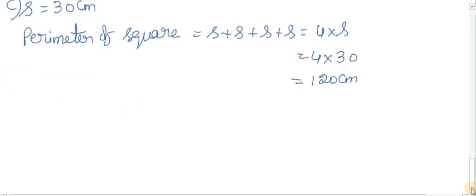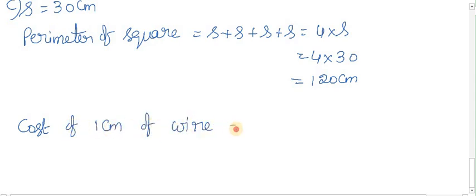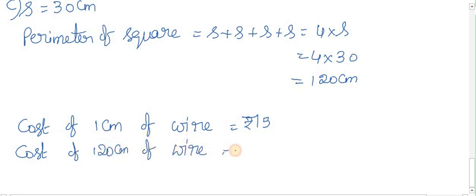So we'll get here again 1800 rupees. Cost of 1 centimeter of wire is equal to 15 rupees. Cost of 120 centimeters of wire is equal to 120 into 15, nothing but 1800 rupees.